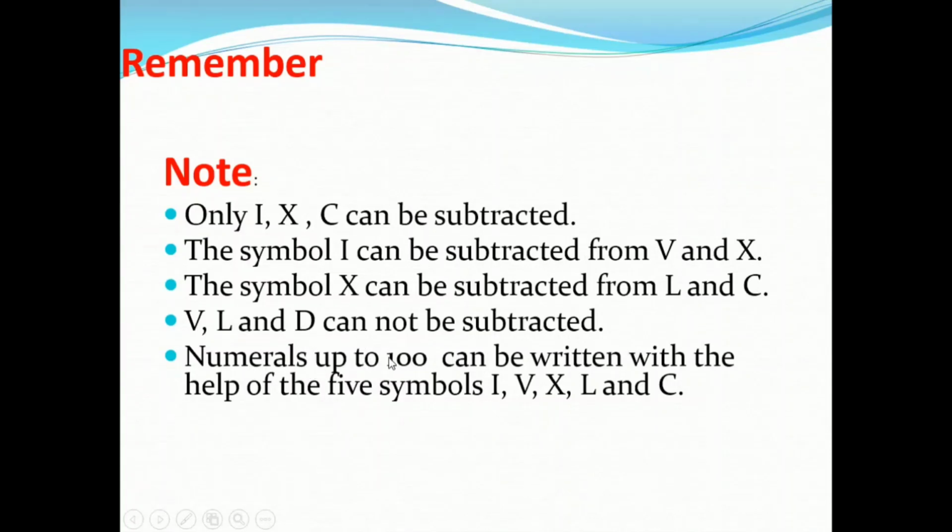Numerals up to 100 can be written with the help of 5 symbols. Which are those 5 symbols? I, V, X, L and C. If you want to write Roman numerals till 100, you have to use these 5.